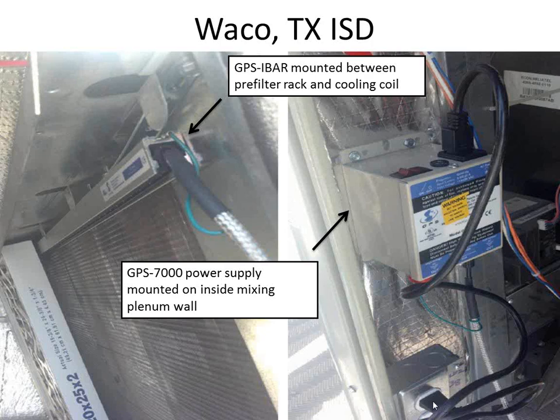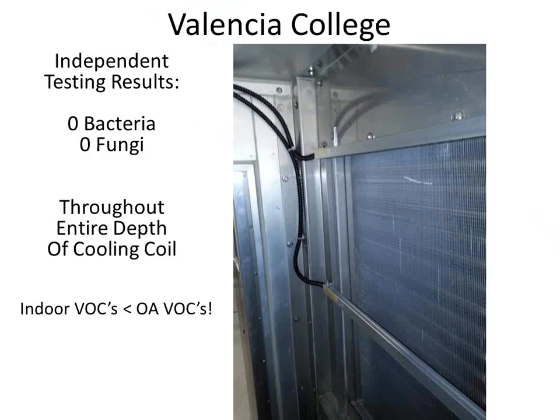So very simple. Sometimes on tall coils, you may need two, one on top of the other, or if you have a two-coil application, with the drain pan, we recommend two, one on top of the other. Kind of like this one right here. This has two I-bars, one here and one down here. It is upstream of the coil. In this one, you can see that the coil is clean. This is Valencia College. There was zero bacteria, zero fungi throughout the entire depth of the coil, which a UV light won't do. And the VOCs indoor were less than the VOCs outdoor.